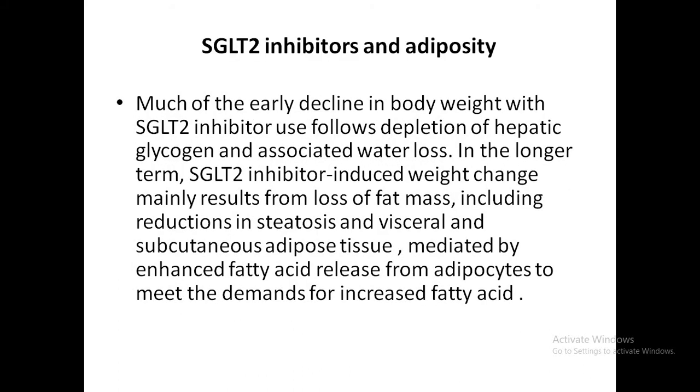What is the influence of SGLT2 inhibitors on adiposity? There is an early decline in body weight. It is due to the depletion of hepatic glycogen and associated water loss. But in the long term, it results from loss of fat mass, including reductions in steatosis and visceral and subcutaneous adipose tissue. This is mediated by enhanced fatty acid release from adipocytes.